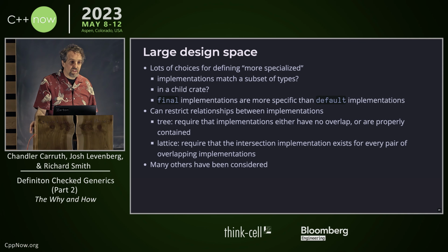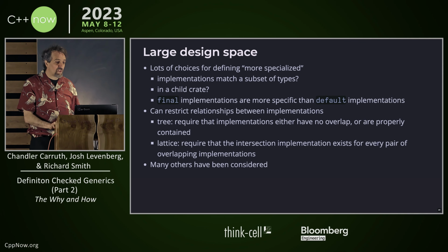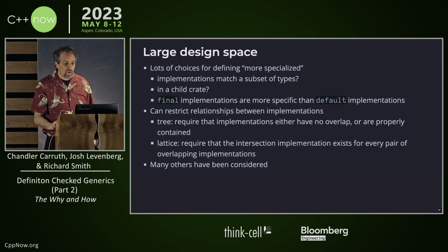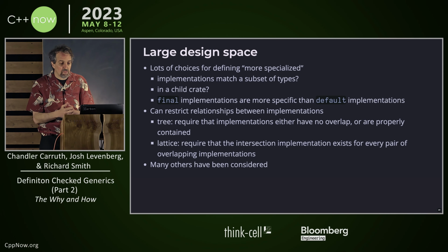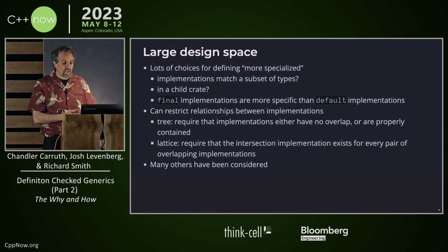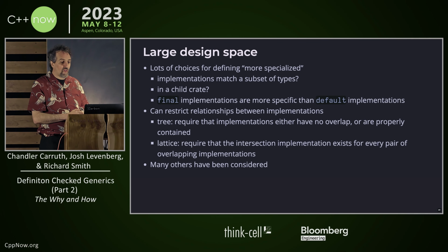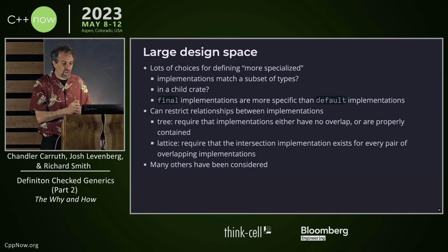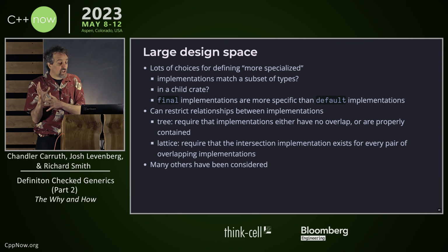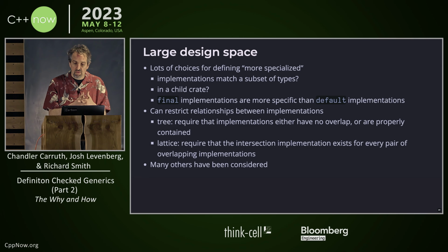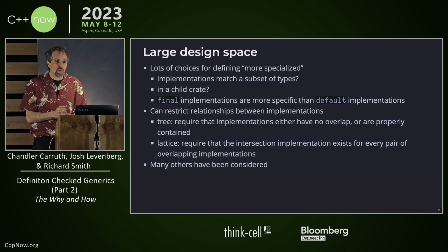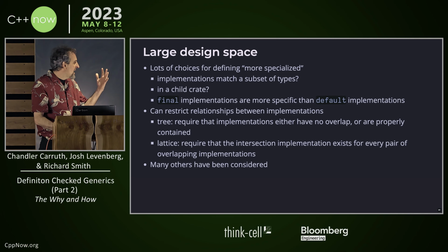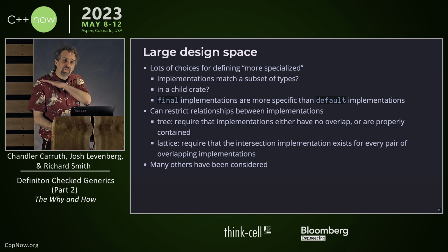The other difficulty is that there are really a lot of ways of defining a specialization rule. You could use a subset relationship between the matching types or matching queries. You could use the dependency relationship between libraries to decide which is more specific. You could have restrictions on how implementations can relate to each other, forming a tree or a lattice, and lots more.